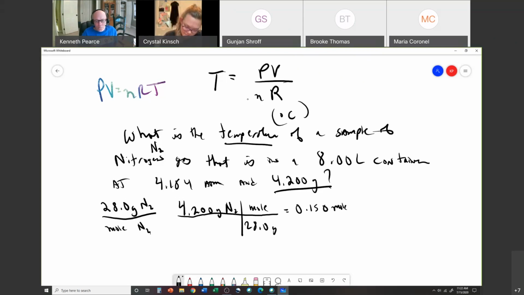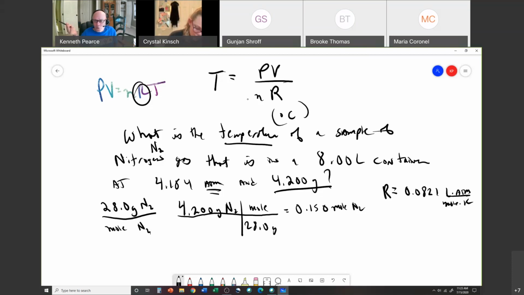mole N2. Okay. And so what do we need here? I need an R. I got to find my R because I know I need the R, right? What R am I going to use? I look in the back of my textbook and I look for the one that says atmospheres. Yeah, that's the unit that we're using. So it's 0.0821 liters atmospheres per mole Kelvin.